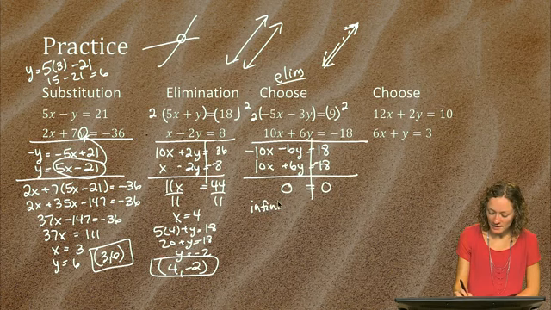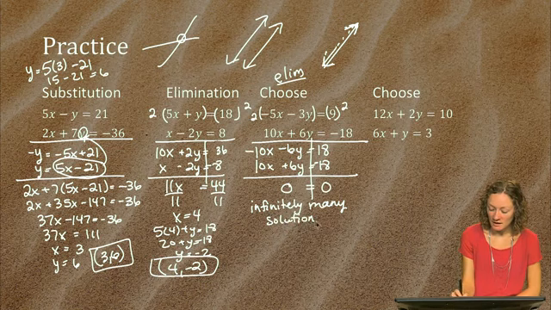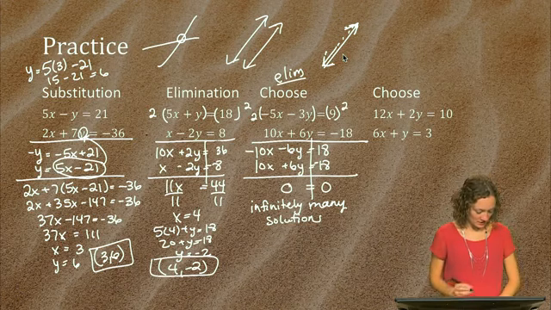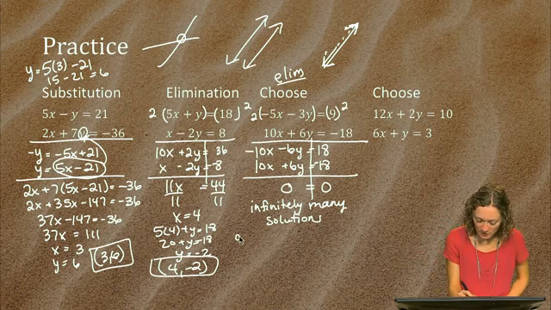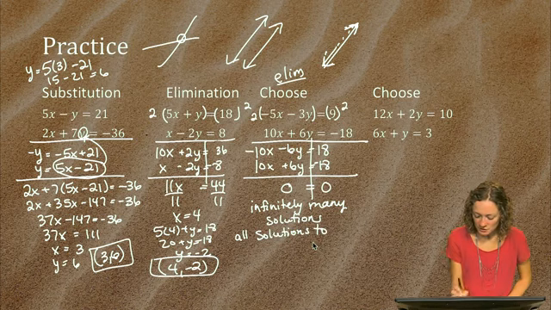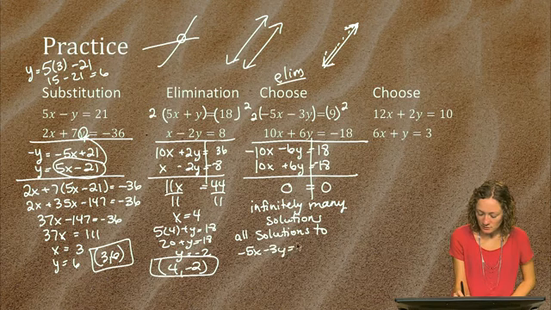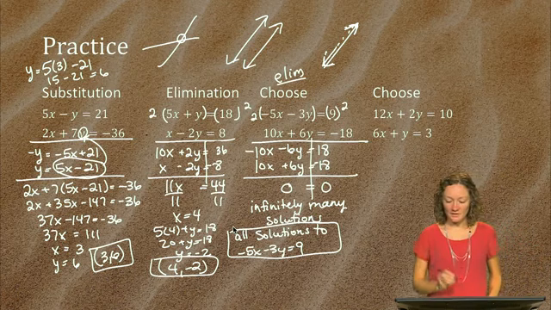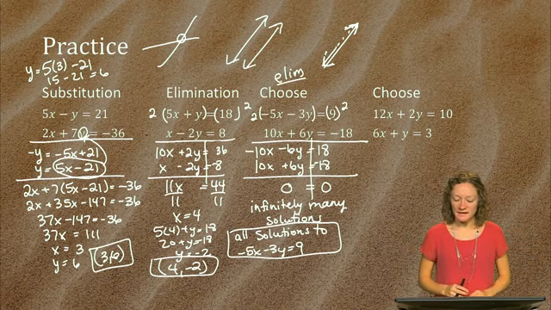So first I'll write that, infinitely many solutions. This is what happens algebraically in either method if you have the same line. There are infinitely many solutions, and you can write this as all solutions to, choose an equation, negative 5x minus 3y equals 9. This is how you could present it. And then the other one, 12x plus 2y equals 10, and 6x plus y equals 3.